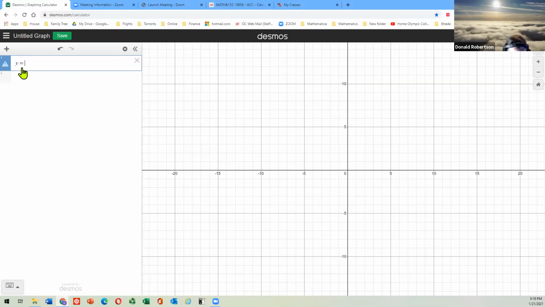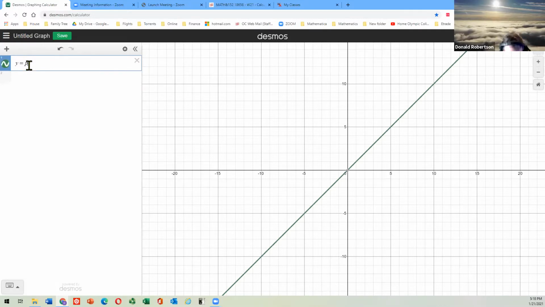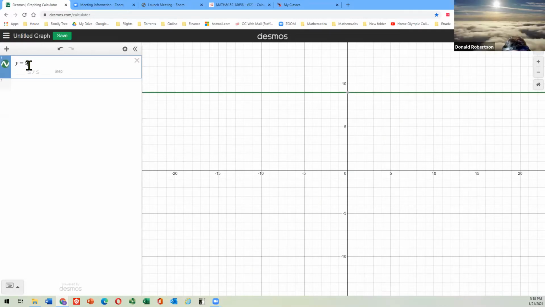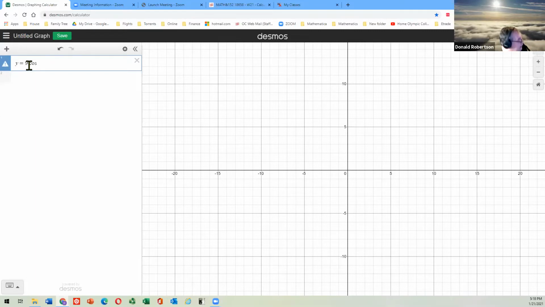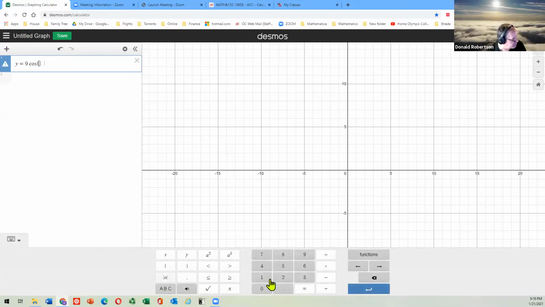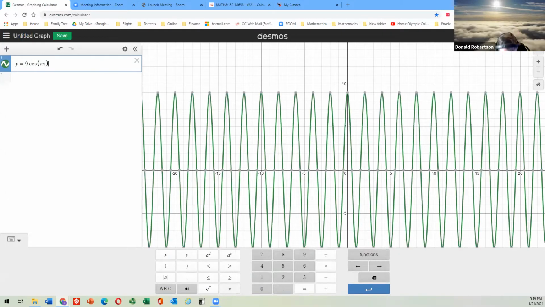So y equals 9 cosine, do a bracket. I hit a P by mistake. If you hit this key, you'll be able to find the pi button somewhere. There it is. Pi x. So that's the first equation.